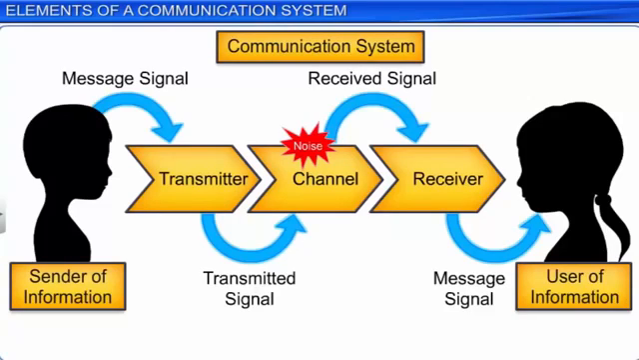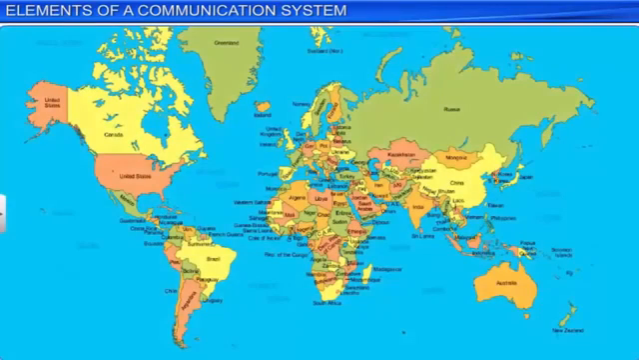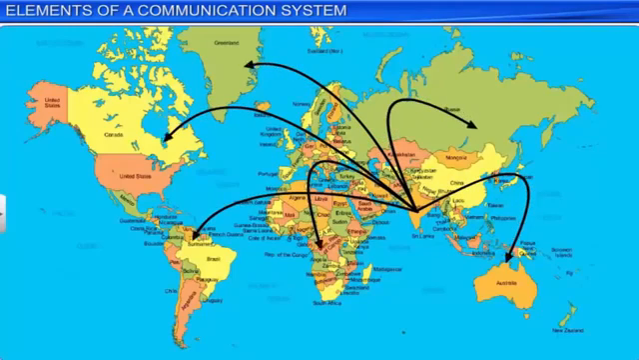Depending on the number of receivers receiving the signal from a transmitter, there are two modes of communication. They are point-to-point and broadcast. Communication systems like telephone calls that involve transmitting signals from a transmitter to a single receiver are called point-to-point communication systems. Communication systems like radio and TV programs that involve transmitting signals from a transmitter to a large number of receivers are called broadcasts.